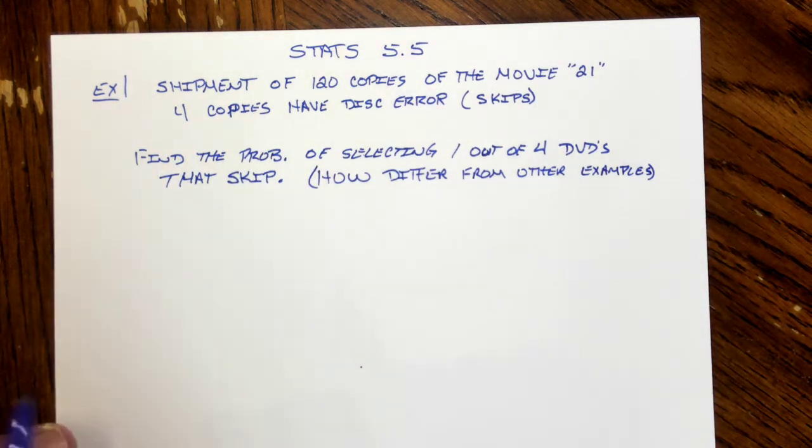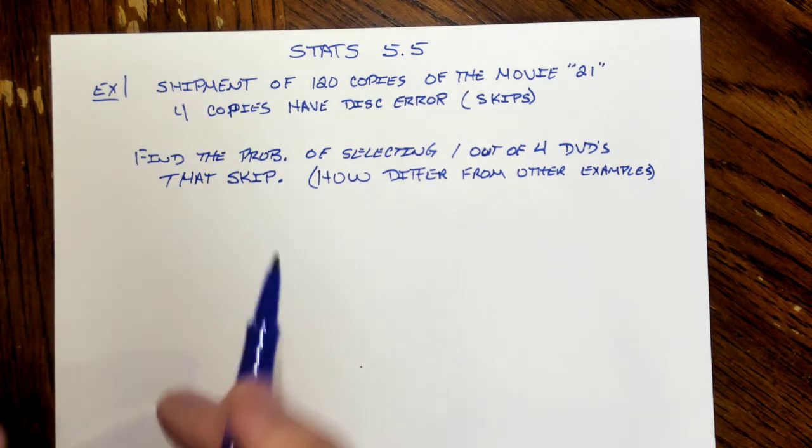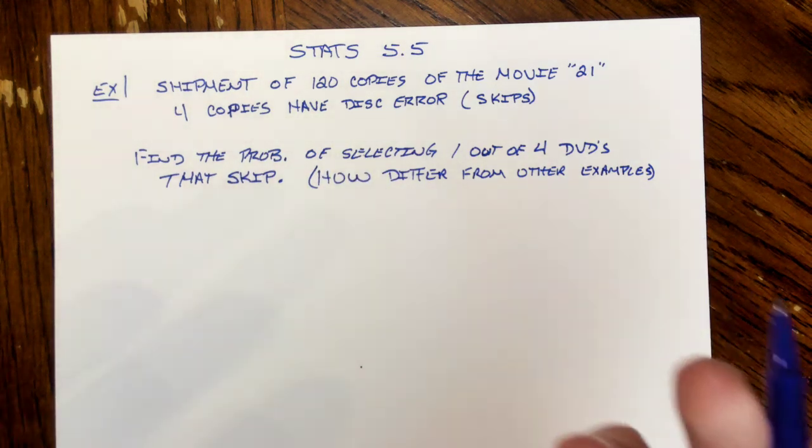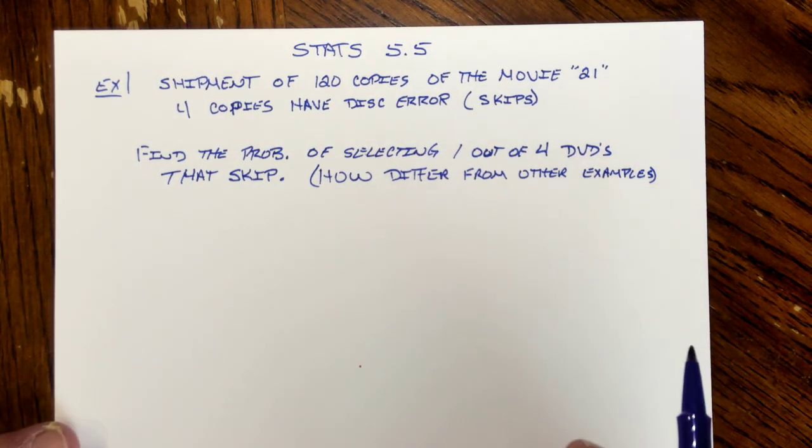No. The answer to the question is we want 1 out of them. We don't want them all. So let's look at a couple different things we can do. We want 1 out of the 4. It doesn't matter where it occurs. We want 1 out of the 4 that skip.